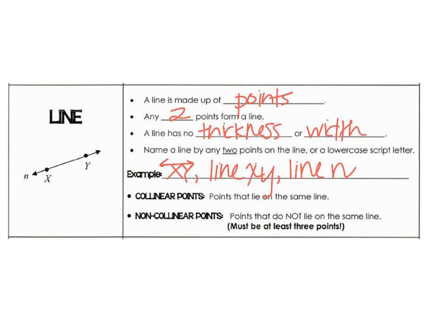All right, now we've got 2 different kinds of points. We've got collinear points and non-collinear points. Collinear points are points that lie on the same line. So X and Y would be collinear points because they lie on the same line. Non-collinear points are points that do not lie on the same line. And we have to have at least 3 points to classify them as non-collinear. So for example, if we had a third point here, let's call this point Z, then we would say that X, Y, and Z are non-collinear because they do not lie on the same line.